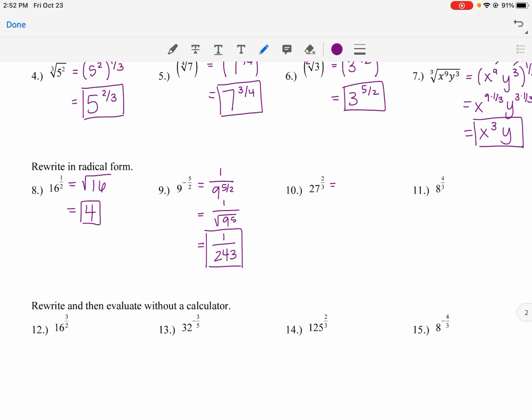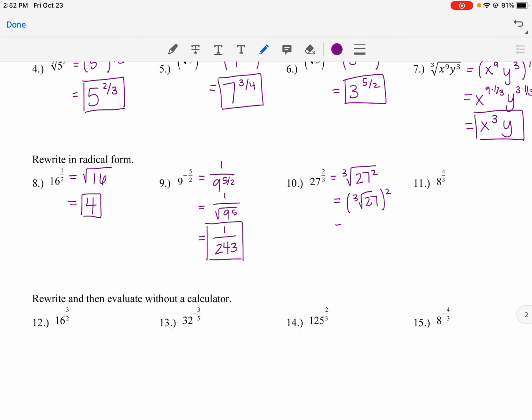Okay, same thing here. This time, though, it's the cube root. So the cube root of 27 to the 2nd. So this one I'm actually going to rewrite a little bit differently. Let's do the cube root of 27 and then raise it to the 2nd. And you are welcome to do those in either order. So the cube root of 27 is 3, and then if I square it, I get 9.